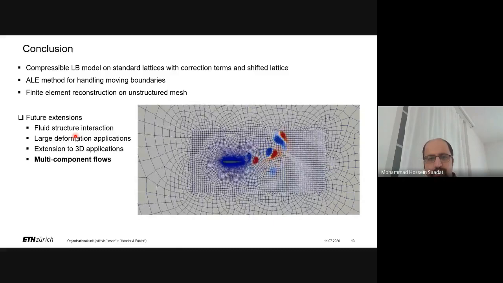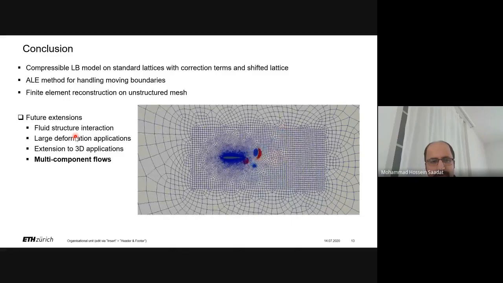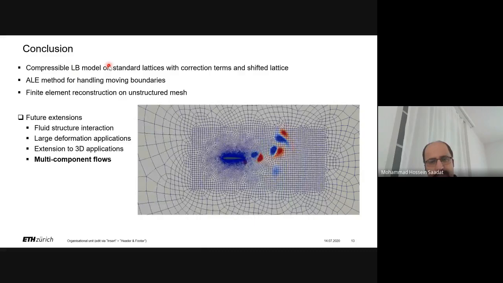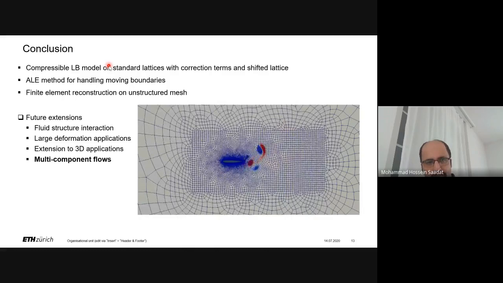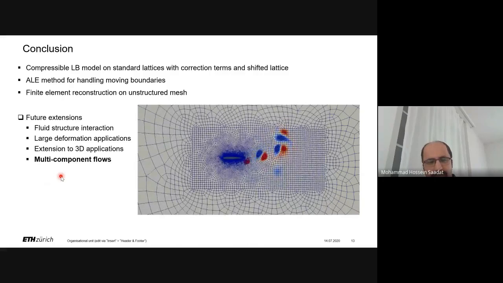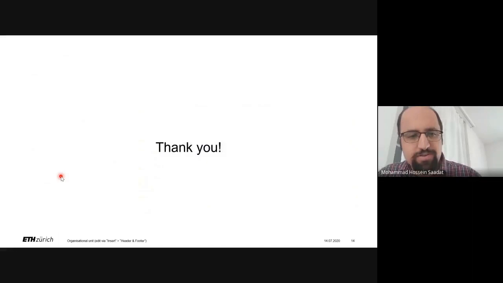And of course, we have to apply this framework for the problems involving large deformation and also to complicated three-dimensional problems. And finally, the last thing that I would like to say before finishing my presentation is that this compressible lattice Boltzmann itself, that can also be extended to more complicated flows like multi-component flows. And this is actually the topic of the next talk, which will be presented by my friend Nilesh Sawant. Thank you very much for your attention.